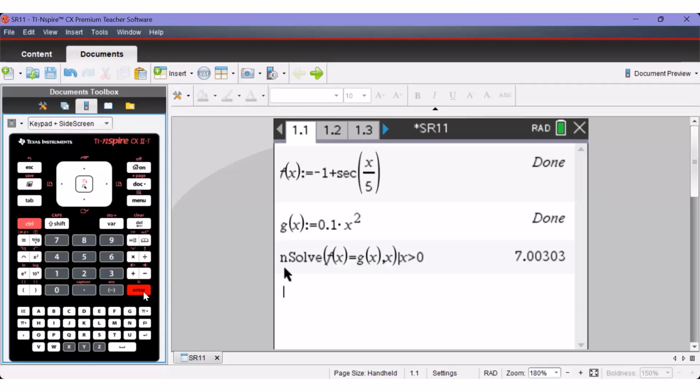7.00303. And what we can now do is say, all right, let's substitute that either into F or G. So if we type in F, open bracket, go up and grab that output, press enter, enter, that gives us the corresponding y coordinate. So that's an alternative way of answering part A. So it's a 1 mark question. Coordinates of A, correct to 2 decimal places, are 7.00, 4.90.